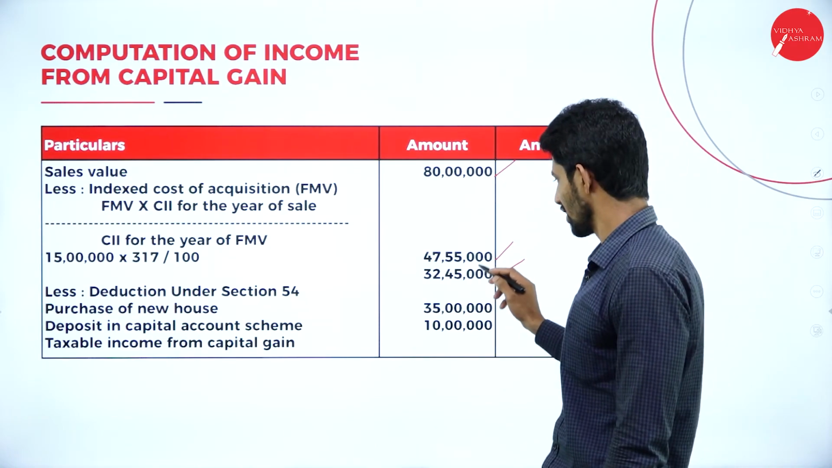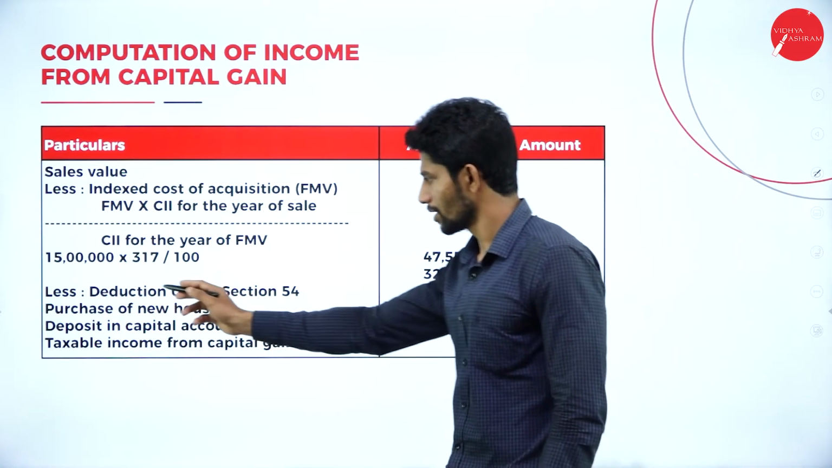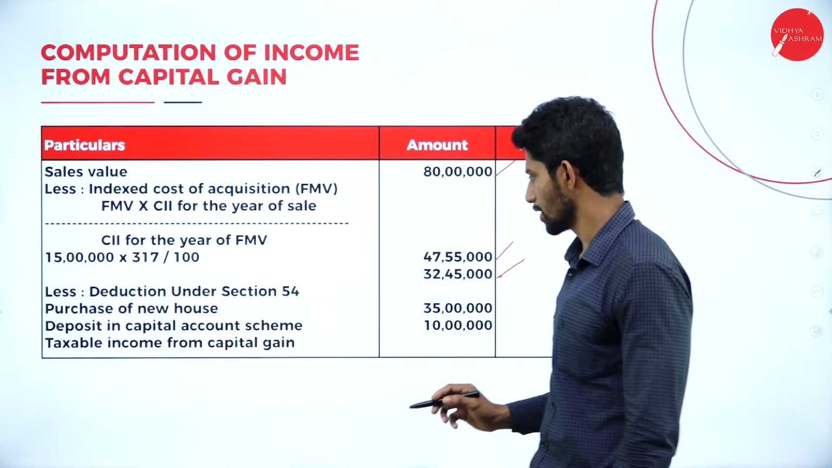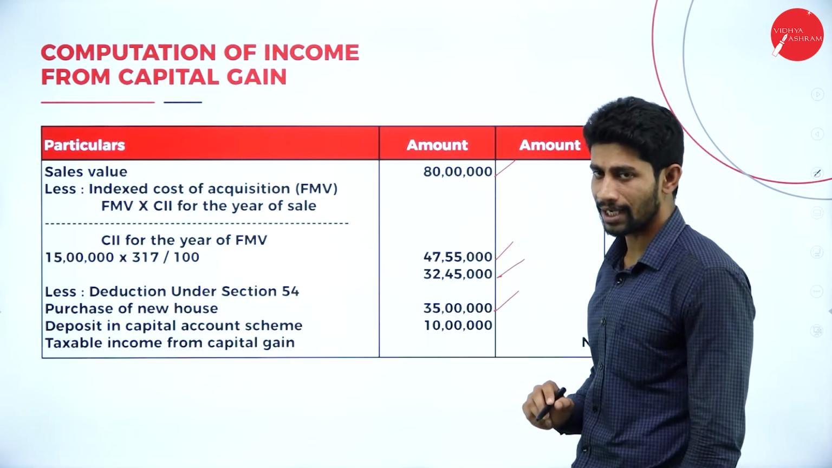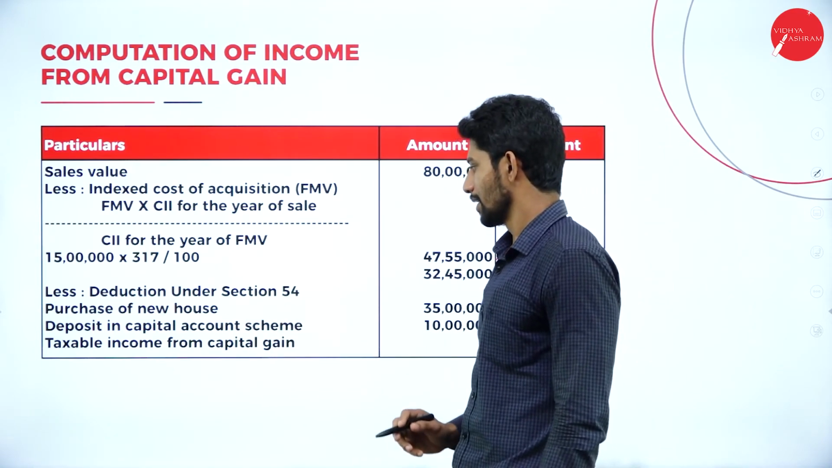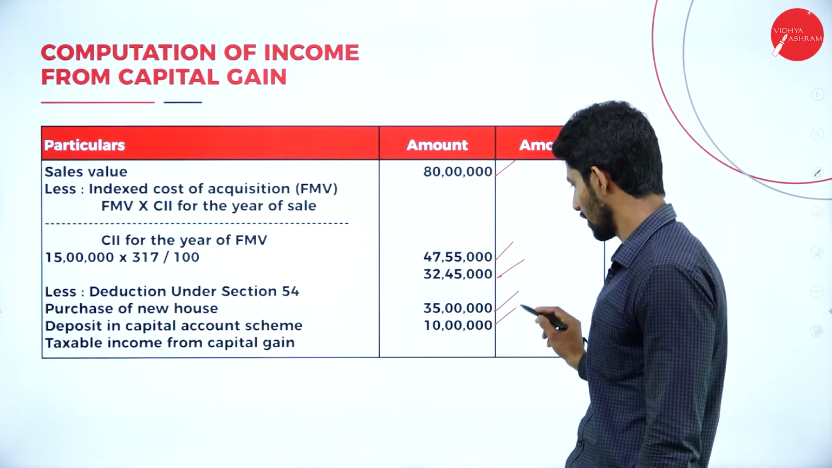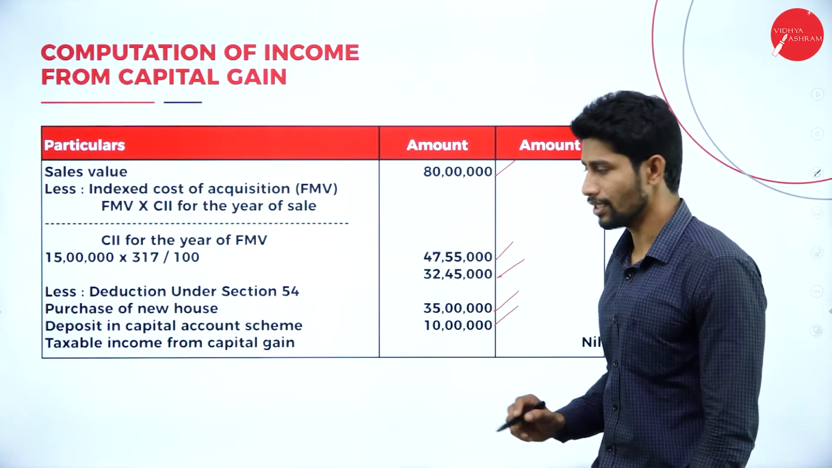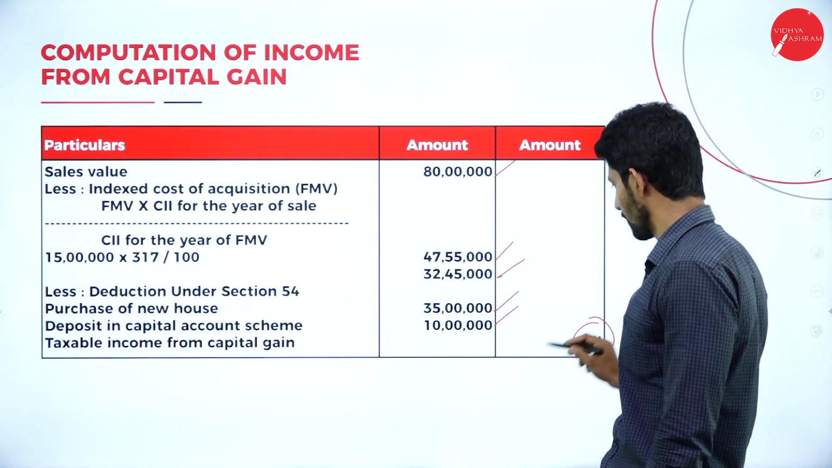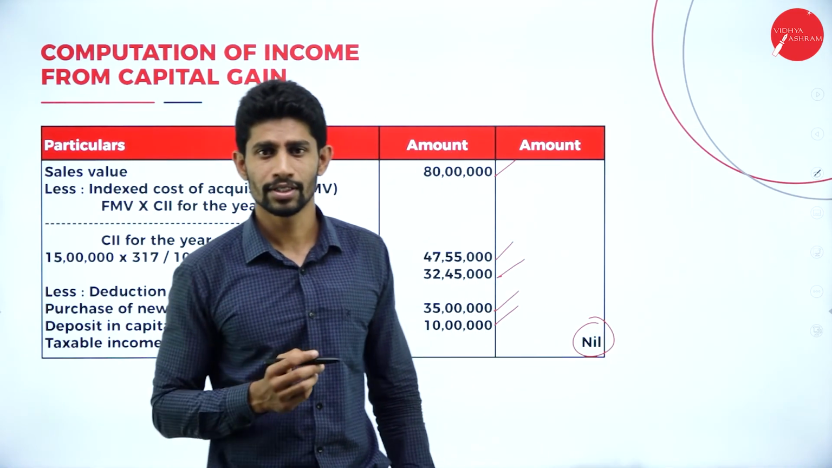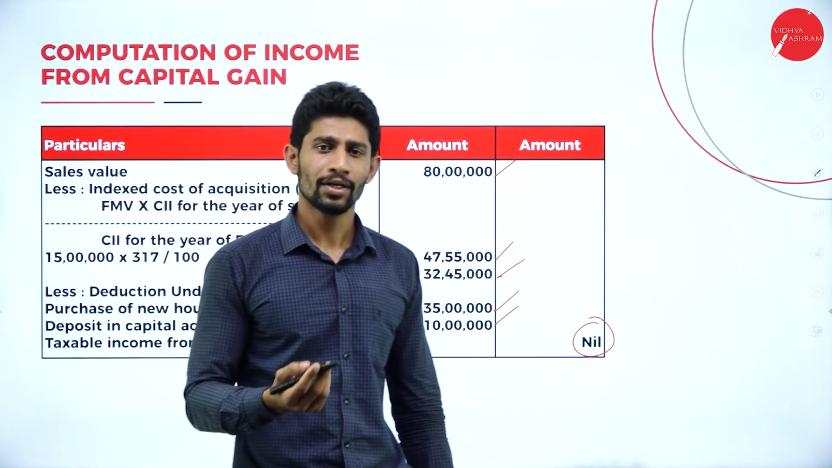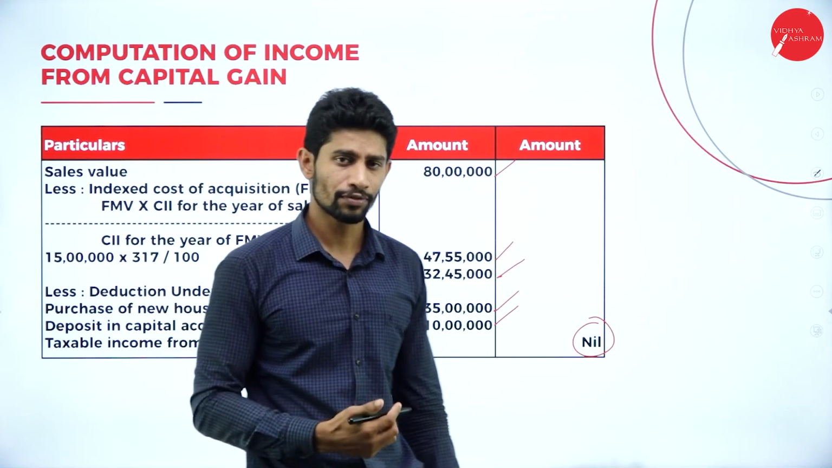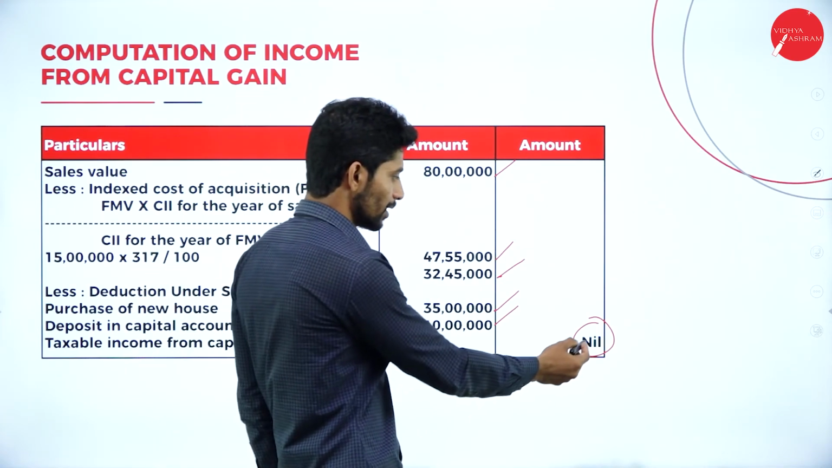So 32,45,000. From that, the deduction under section 54. So he purchased a new house for rupees 35 lakh, and he also invested in the capital gain account scheme rupees 10 lakh. So deduct these two amounts from 32,45,000. The balance is nil, because the investment amount under section 54 is more than the income received by selling the asset. So that is why the taxable income will be nil.